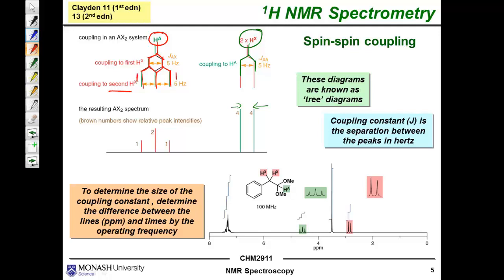Now if we look at how many lines come together for the outside, we've got one line there, we've got one line there, but for the middle we're actually having two lines come together, so we've got the two lines there, and that is what gives us our intensity in our triplet. So in order to determine the size of the coupling constant, we need to determine the difference between the lines in parts per million, and then times by the operating frequency of the machine.